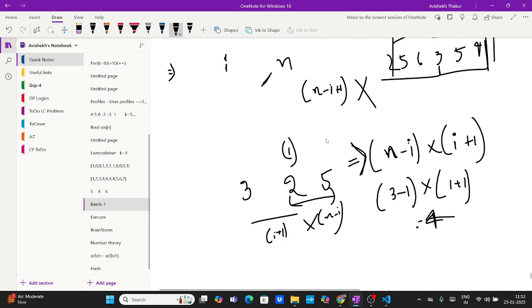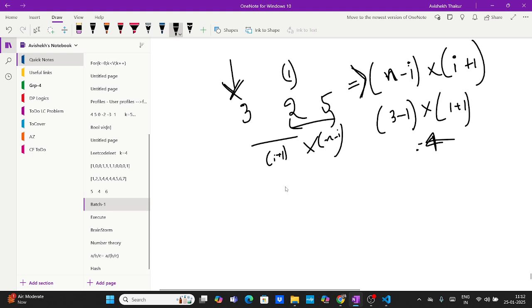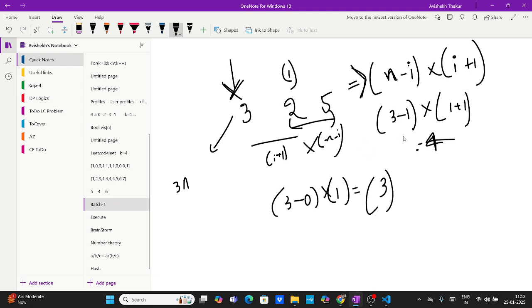Now I will go through each element and find how many times it is appearing. For 3, it will be 3 minus 0 into 0 plus 1, which is 3 times. 3 is odd, so it will have one occurrence. For 2, we just saw it is 4. 4 means it's even.